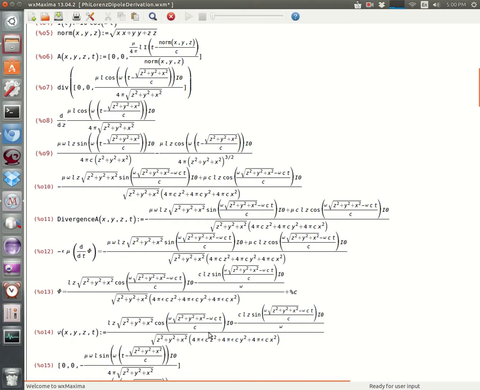And this is our ultimate formula that we'll be using to model the results of experiments conducted on the vector potential modulation along the axis of the dipole.